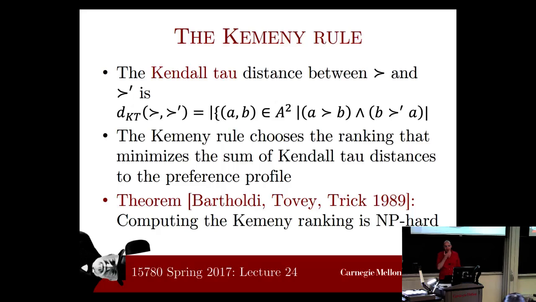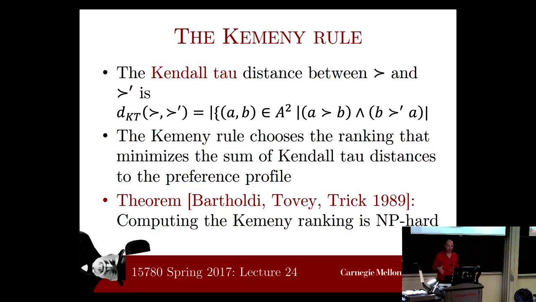Okay, so what I want to do is define the notion of distance between rankings. Let's say I have two rankings, greater than and greater than prime. I want to define a distance function on the set of rankings. The distance between these two rankings is the number of pairs of alternatives A, B such that the first ranking puts A above B and the second ranking puts B above A. So it's basically the number of disagreements between the two rankings on pairs of alternatives. It's a very intuitive concept of distance.